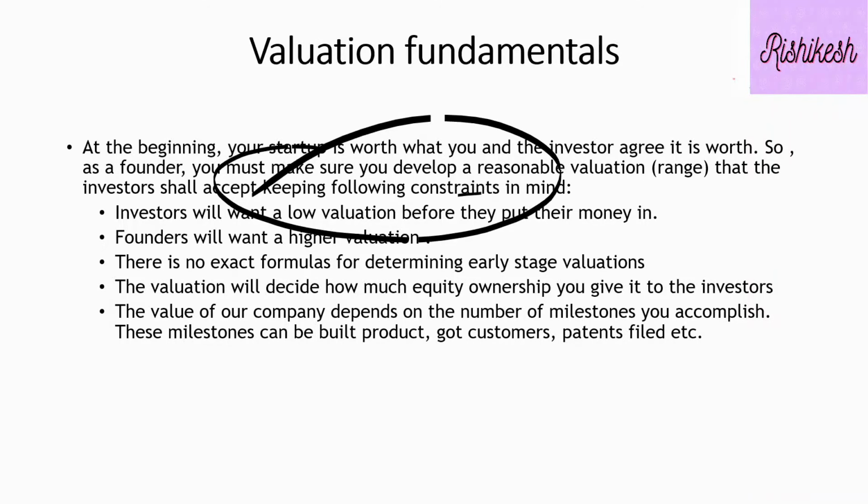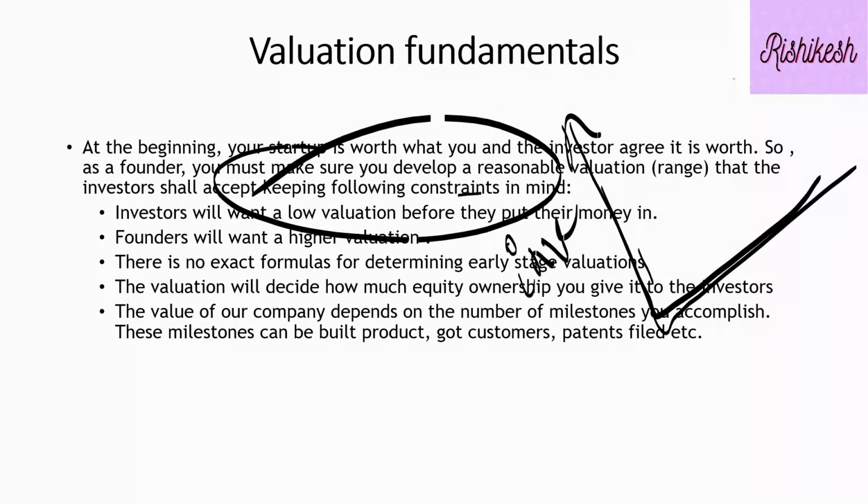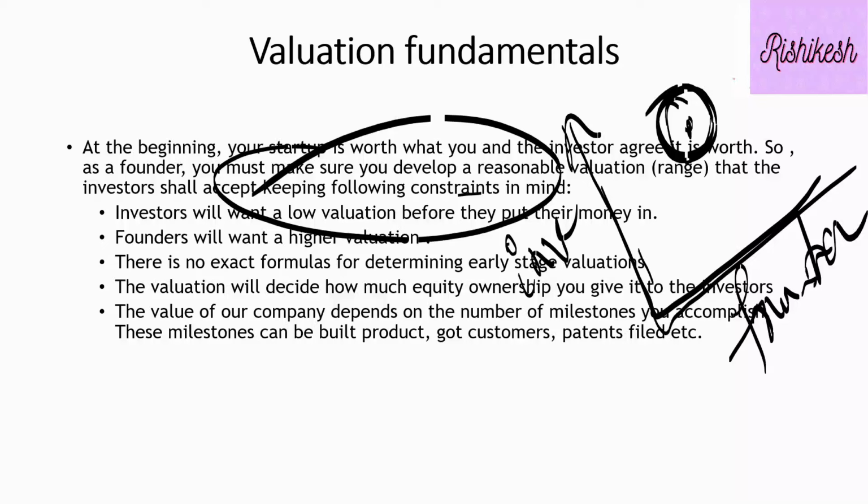So see, in the beginning, it's all about what you and the investor actually agree on. You must have known about an equilibrium graph, right? So if this is the axis on which the investor is quoting and this is the axis on which the founder is quoting, you have to reach some sort of an equilibrium point and this will be your valuation. So it depends a lot on the negotiation between the investor and the founder. And this is what decides your valuation point.